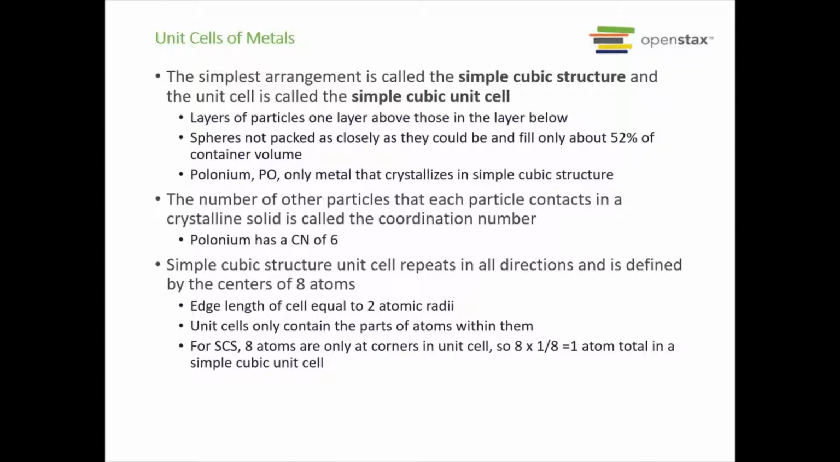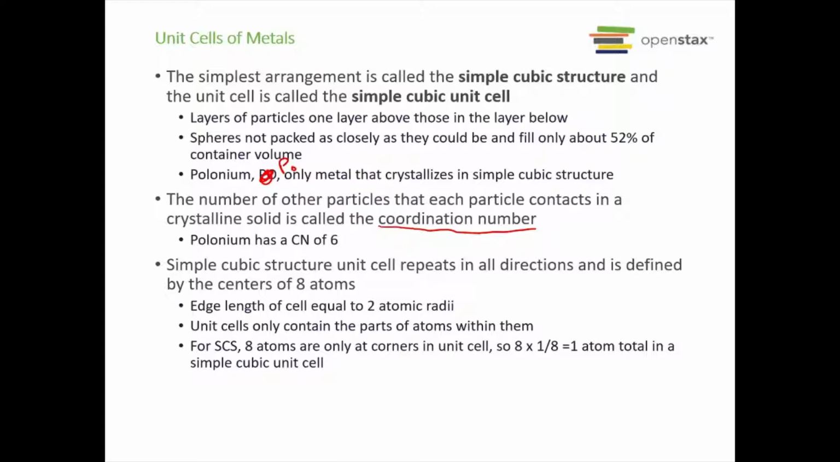There's actually only one metal that crystallizes in a simple cubic structure, and that is polonium. That should be a lowercase o. P-o. Good old autocorrect. Okay, another term to know is the coordination number. This is the number of particles that each particle contacts in a crystalline solid. So the coordination number of polonium is 6. The higher the coordination number, the more contacts that a particle is making in a structure.